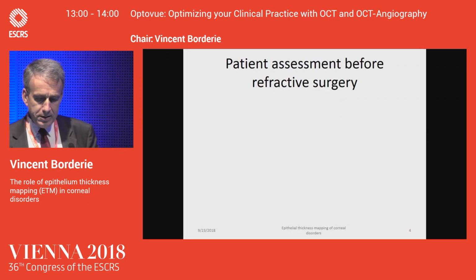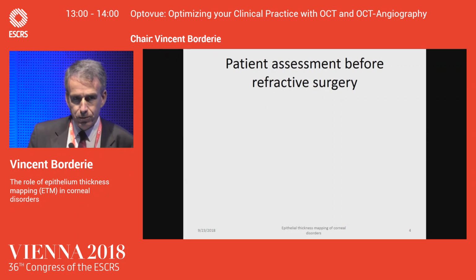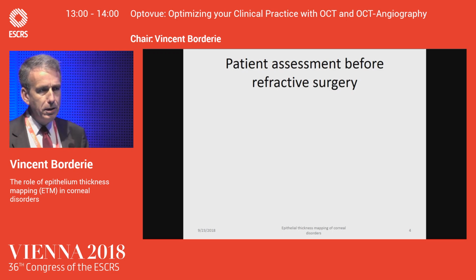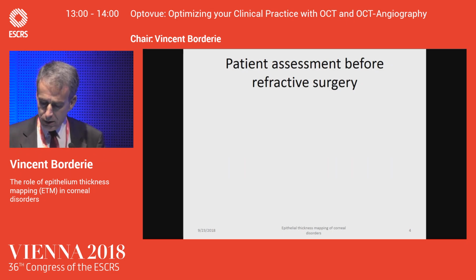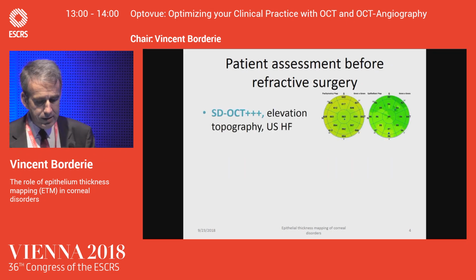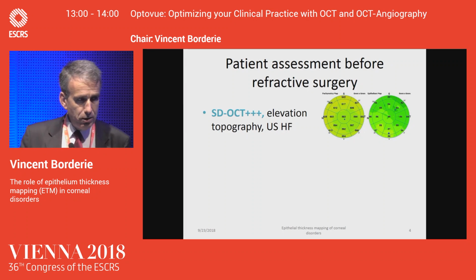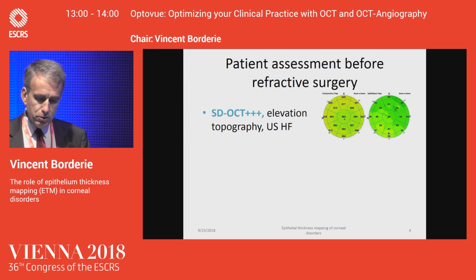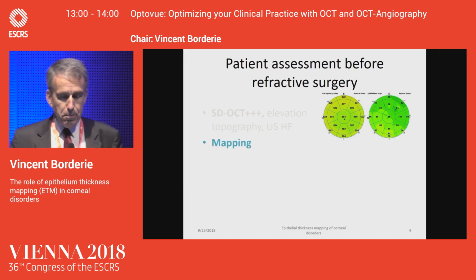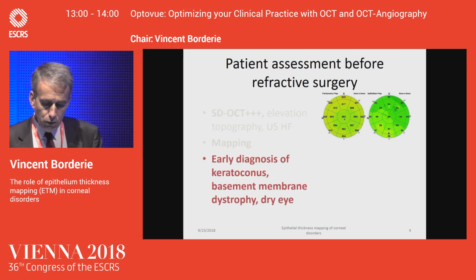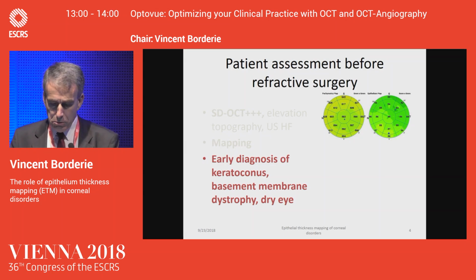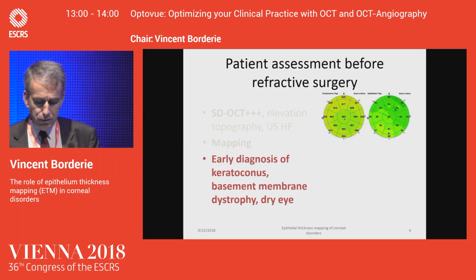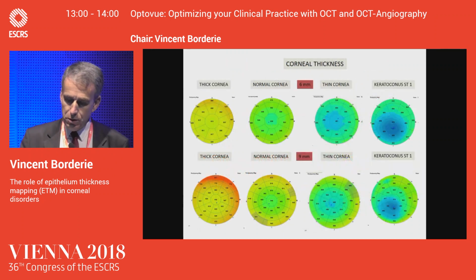Currently, assessment of patients before refractive surgery cannot be done only based on corneal topography. Structural assessment of cornea is mandatory, and for that task, spectral domain OCT is probably the best method. Mapping is really useful for early diagnosis of keratoconus, diagnosis of basement membrane dystrophy, and diagnosis of dry eye. And I will show you some examples.